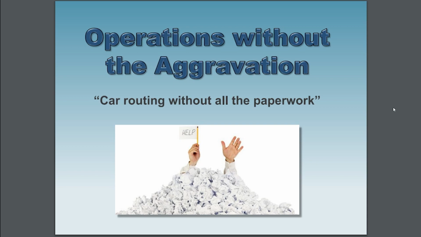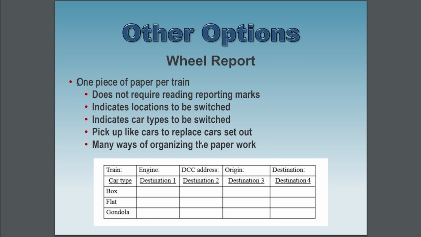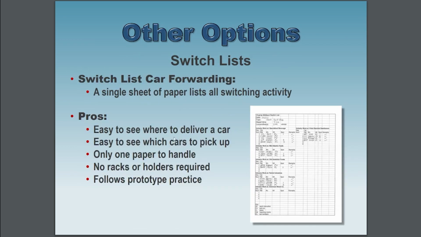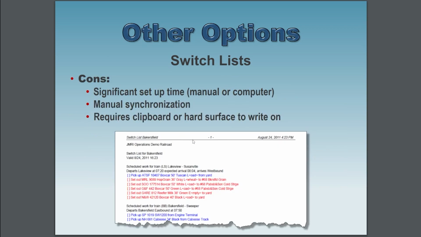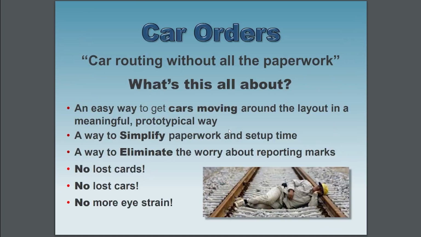Some of you may be familiar with this, but I wanted to mention how you can get a little bit more structure out of this with JMRI. So the whole purpose of car orders is to just keep things really simple. So these are some of the other options you have for operating. This is just demonstrating some things that you can use. Oh, that looks familiar. Look at that. JMRI. Anyways, the whole point of car orders is to make it a lot easier.